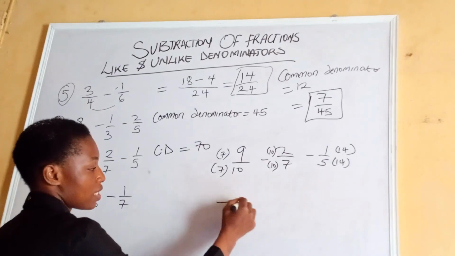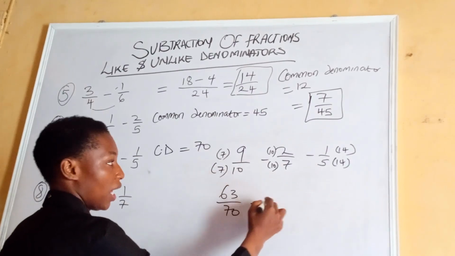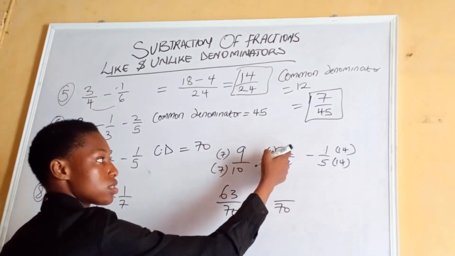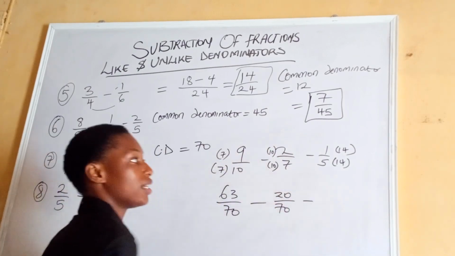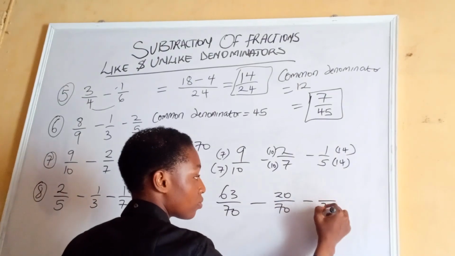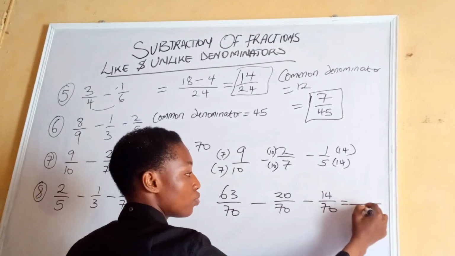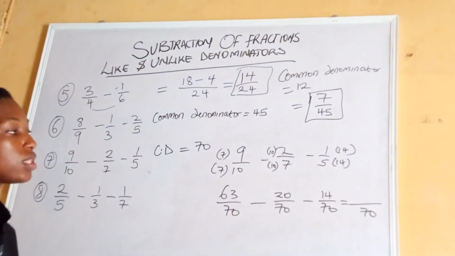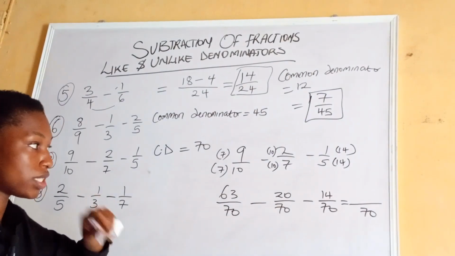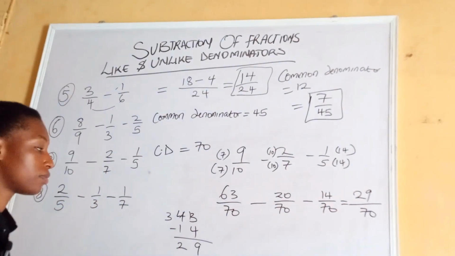10 times 7, that's 70. 9 times 7 is 63. Minus 7 times 10 here is also 70. And then what? This is 2 times 10, that's 20. Minus again 5 times 14, that's 70. 14 times 1, which is 14. That will give you the denominator of 70. Now 63 minus 20, that's 43. 43 minus 14. Your answer here will be 29 all over 70.